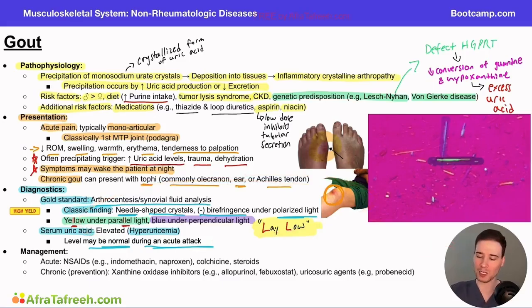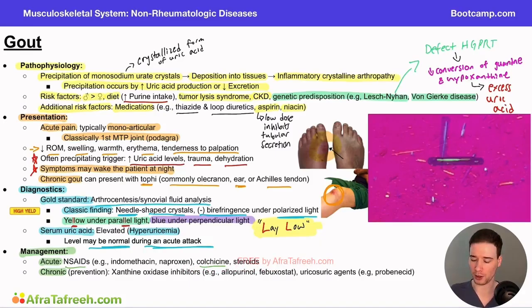Now, when we think about our management here, we're going to be thinking about our acute versus chronic management. So acutely, we're going to do things like NSAIDs. We're going to help with the inflammation, the swelling. We can also do things like colchicine. So colchicine works by inhibiting microtubules, so it decreases the amount of neutrophils that can actually get to the site itself. It decreases the inflammatory reaction overall.